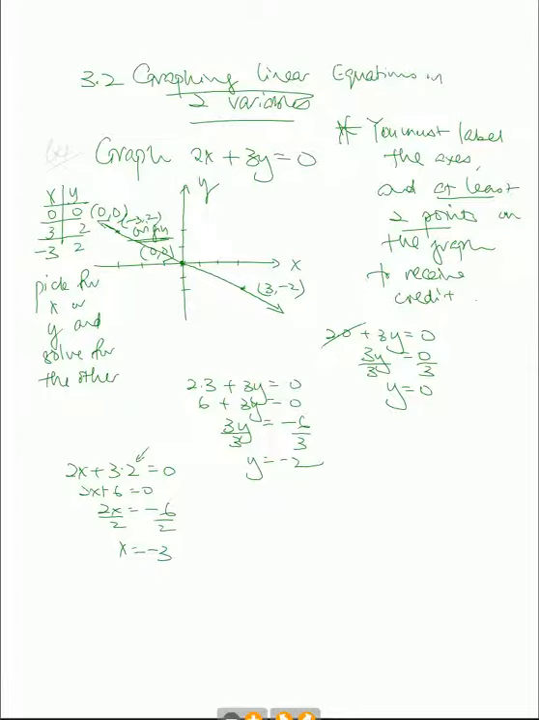So let me show you a few more examples, and then you should be able to try it on your own. Okay, so let's call this example number 1. Okay, let's look at example number 2. Let's try picking points. Let's say I would like to graph y equals 2x minus 3.